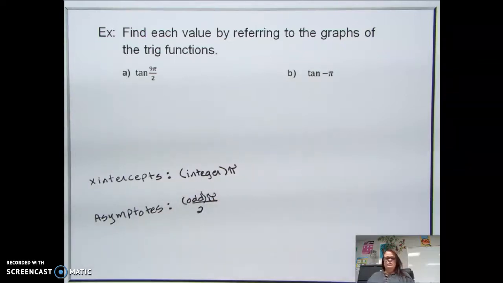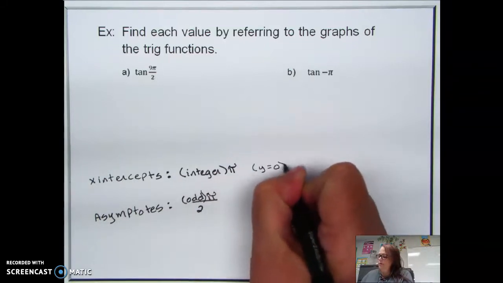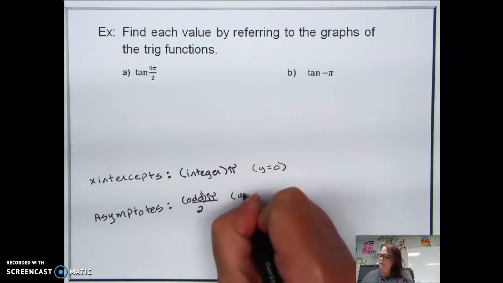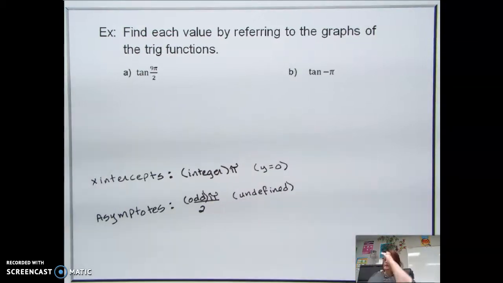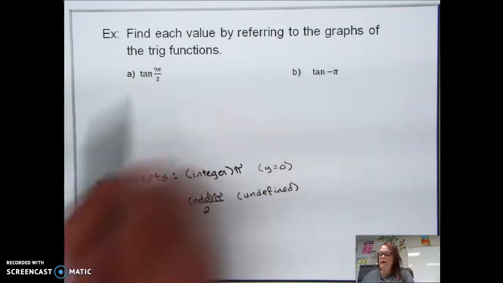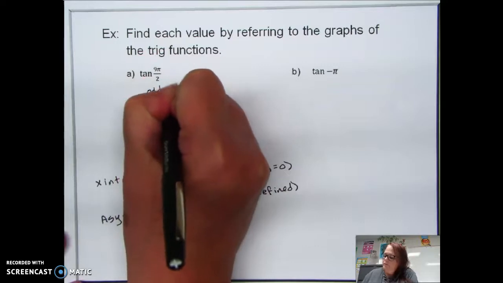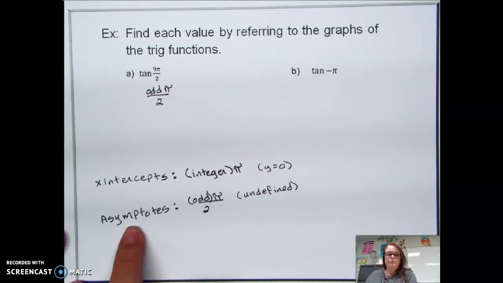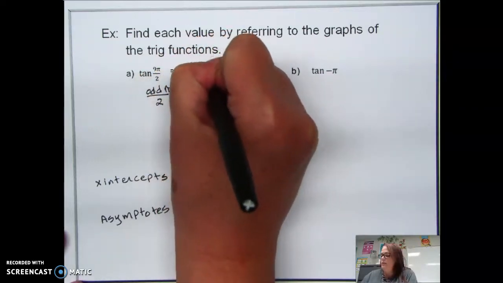Okay, so when I have an x-intercept, that means my y is equal to 0. And when I have an asymptote, that means that my answer is going to be undefined. So that means coming up here, if I want the tangent of 9 pi over 2, well, I would describe that as an odd pi over 2. So coming down here, we said odd pi over 2s are going to give me an asymptote, and so that means that that tangent value is undefined.